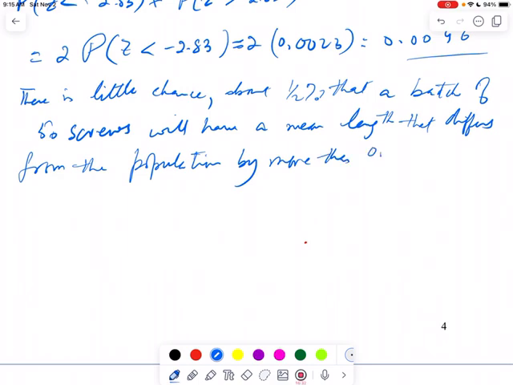So this is how you do these problems. Okay, so next, in the next video, 7.3, we will cover the sampling distribution of sample proportions.